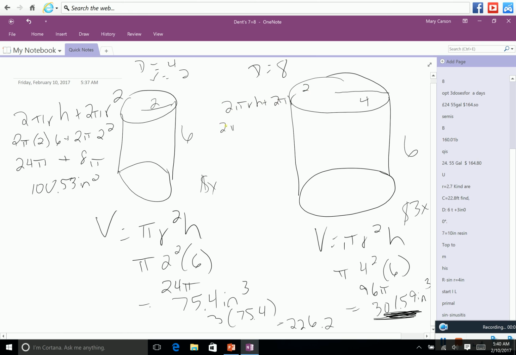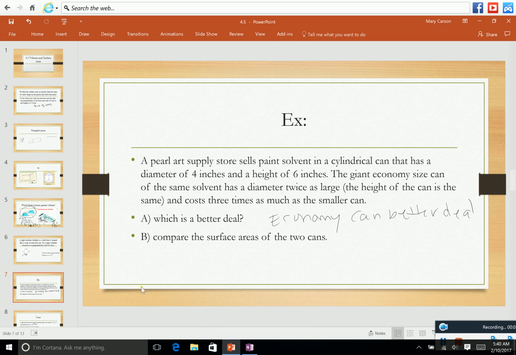And then we'll do the same thing on this one. So 2 times pi times 4 times 6 plus 2 times pi times 4 squared. And you end up with 251.32 inches squared. So obviously this one has a bigger surface area. All right.